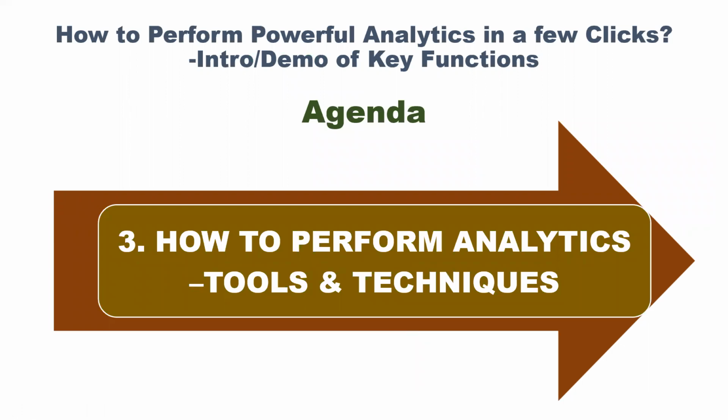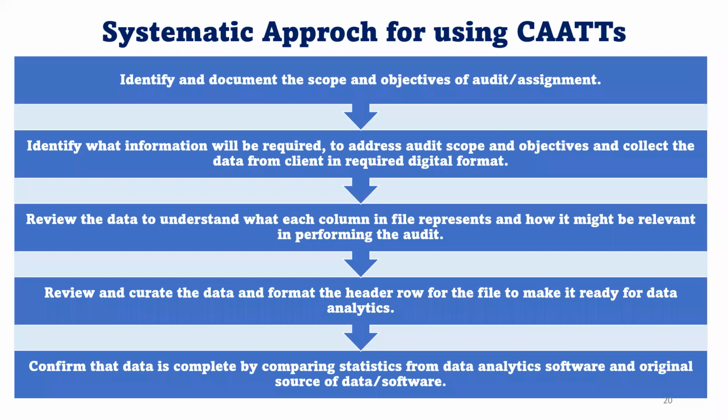Now let's go to how to perform analytics. What are the specific tools and techniques? Now this gives you the step-by-step approach. You first identify and document the scope and objectives, so you should know where you're going. Identify what information is required for the audit based on your scope and objectives, and collect the specific data in a digital format, preferably in an Excel format.